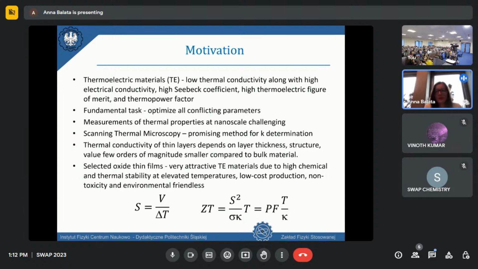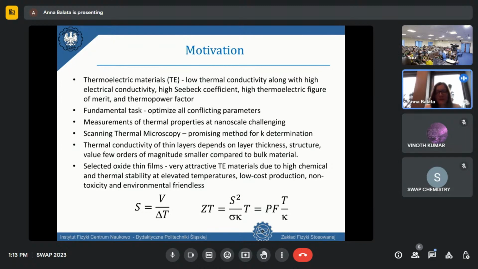There are a few methods which allow such measurements, like time domain thermoreflectance, the 3-omega method, and also scanning thermal microscopy. And the last one is quite a promising method for thermal conductivity measurements. Another problem with thin films is the dependence of thermal conductivity on layer thickness and layer structure, and the value is typically a few orders of magnitude smaller compared to bulk material.